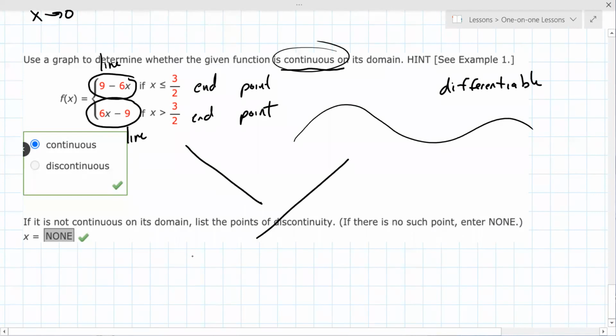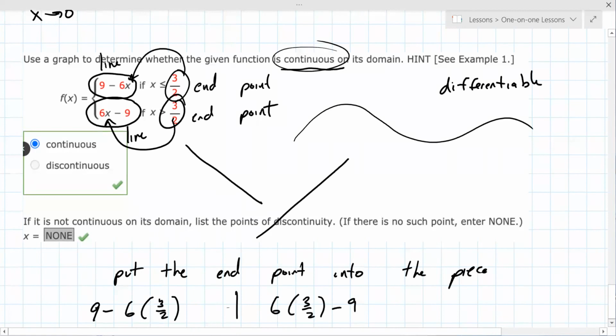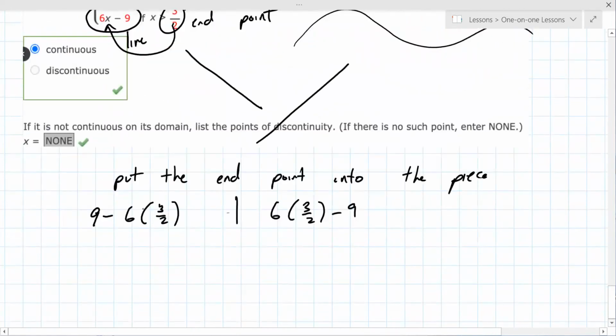I wouldn't graph it. It's much easier, I'm going to give you the recipe here, to put the endpoint into the piece, the function. So we're going to put 3 halves in for x, 3 halves in for x. If you get the same value, you're successful. So it's 9 minus 6 times 3 halves. Is that the same as 6 times 3 halves minus 9? I have no idea. We're going to calculate. I mean, it says it is, so we'll assume that.